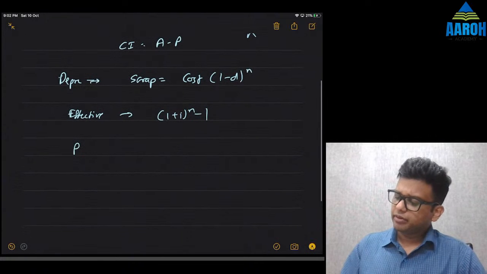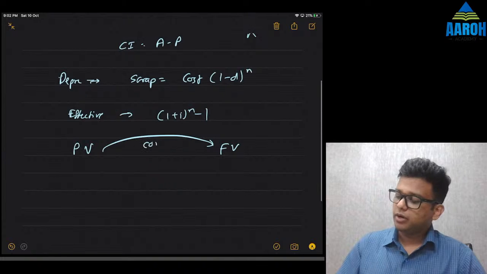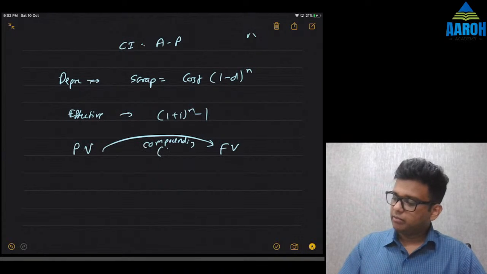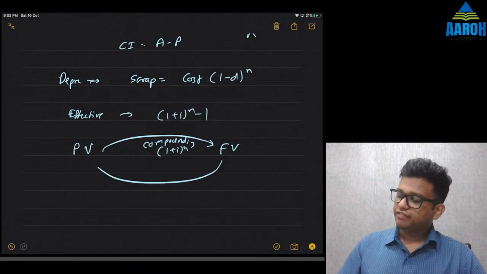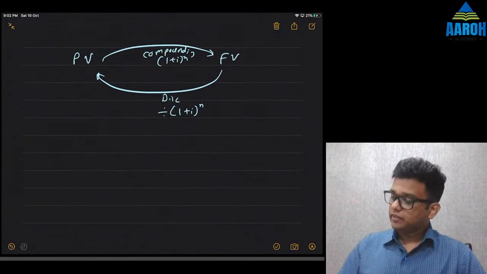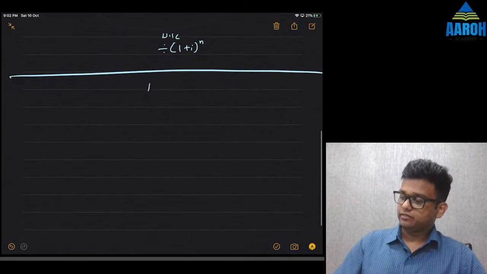Then we saw the relationship between PV and FV. Going from PV to FV is called compounding. How do we do compounding? We multiply by (1 plus I) raised to n. FV to PV is called discounting. We divide by (1 plus I) raised to n. Then we went to annuity.